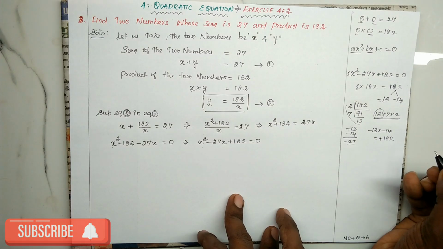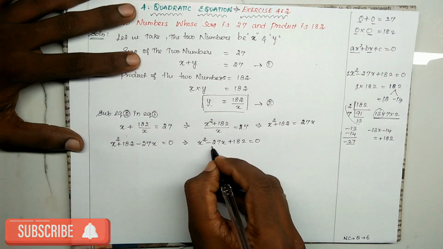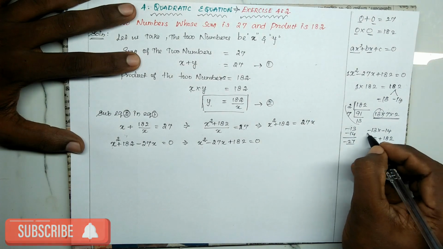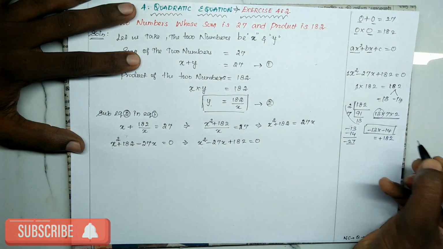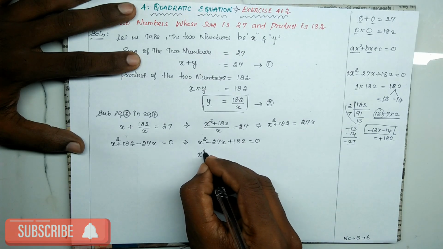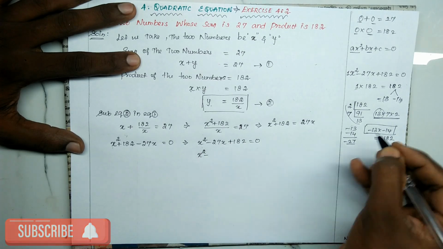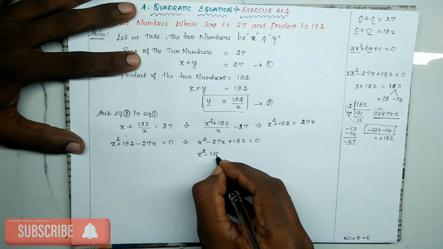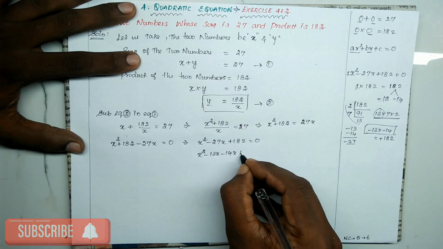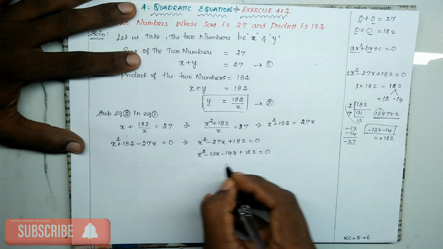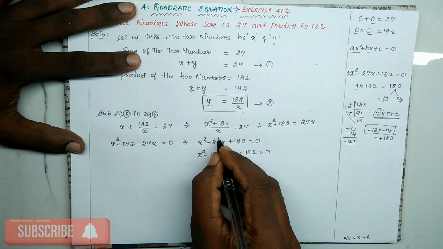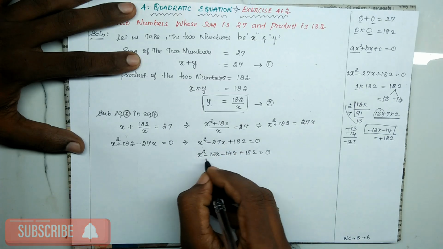we will get 182. So in the place of minus 27x, we are going to write minus 13x and minus 14x. Now this equation will become x square minus 13x minus 14x plus 182. Now see, minus 13 minus 14, we can get this minus 27x.